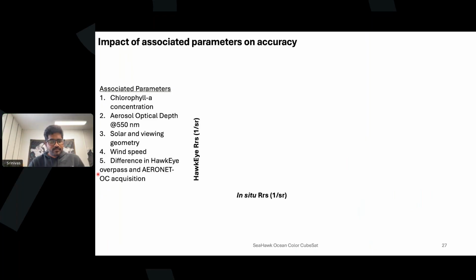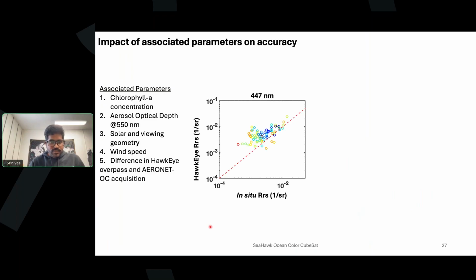reflectance products. For example, taking the chlorophyll concentration, if we replot the same scatter plot shown in the previous slide, but color coded according to the chlorophyll concentration. So these blue points are low chlorophyll concentration, and the red and brown are high chlorophyll concentration. What we observed was the blue points, which are for low chlorophyll concentration, they lied close to the 1:1 line as compared to the red points shown here and here, which lie far away.